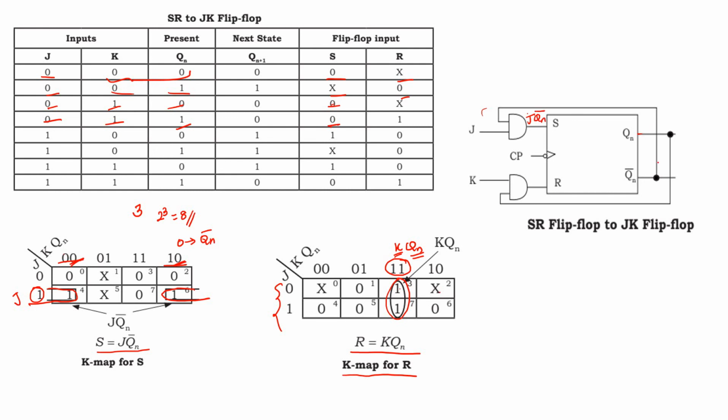And next K into this one is Qn. So K into Qn. This is all. In this way, we get a JK flip-flop from SR flip-flop.